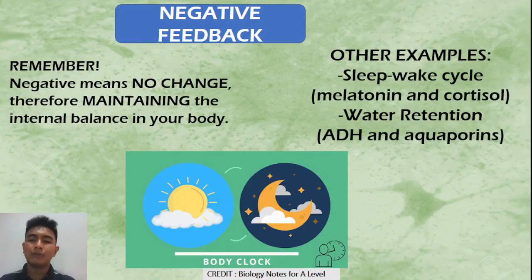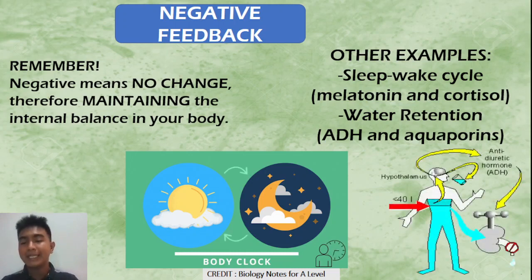Other examples of those are the sleep-wake cycle. When you're sleepy, body's tired, brain sends melatonin to make you asleep. When you have to wake up, brain sends cortisol to stress you out and wake you up. When you're thirsty, the body sends ADH or antidiuretic hormone in order to avoid releasing water, and aquaporins if you have to release water.